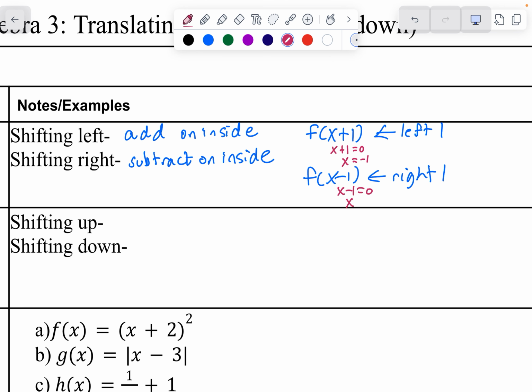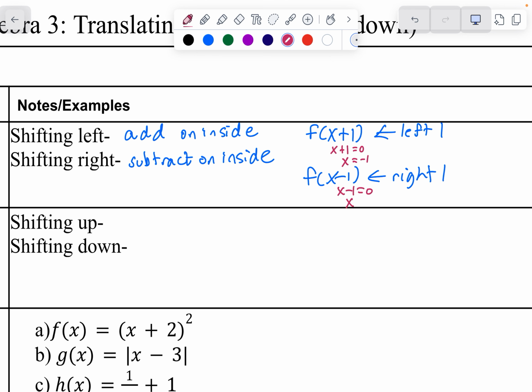This is a minus 3 on the outside. So on the outside, I've subtracted 3. So it goes down 3. So that cubic function that looks like this, all we're going to do is shift it down 3 units. Every point, just slide it down 3 units. So it's kind of nice.